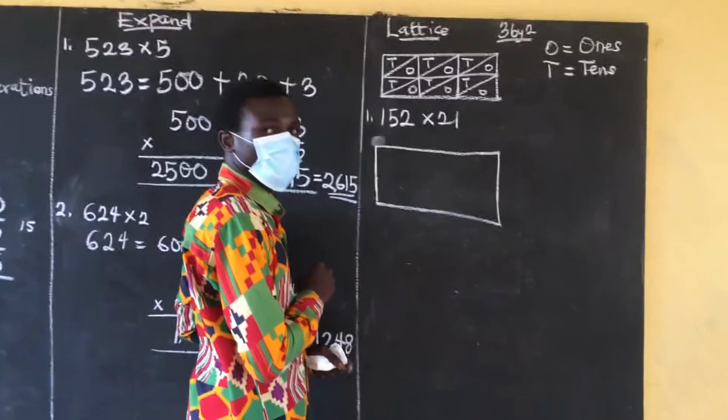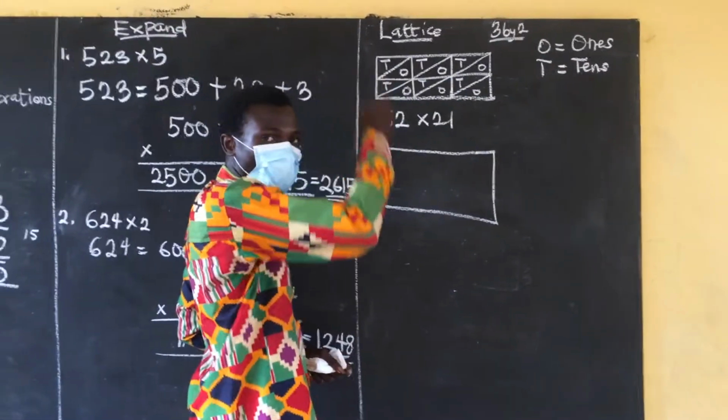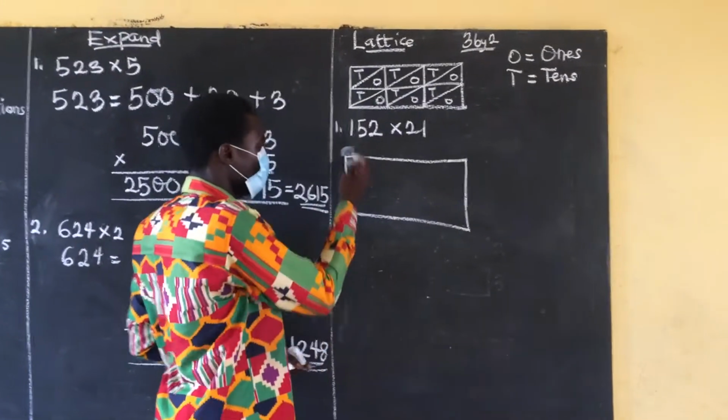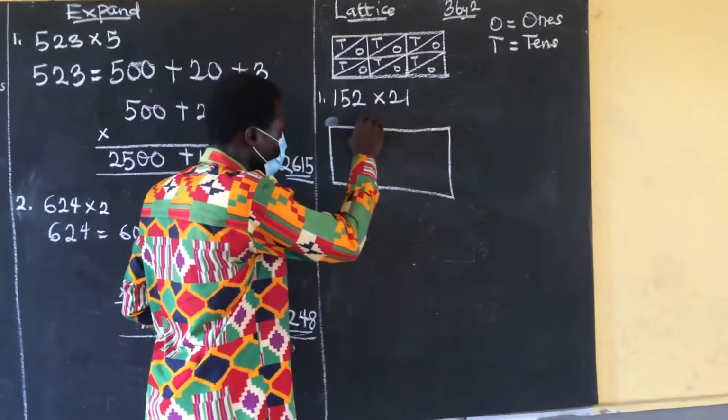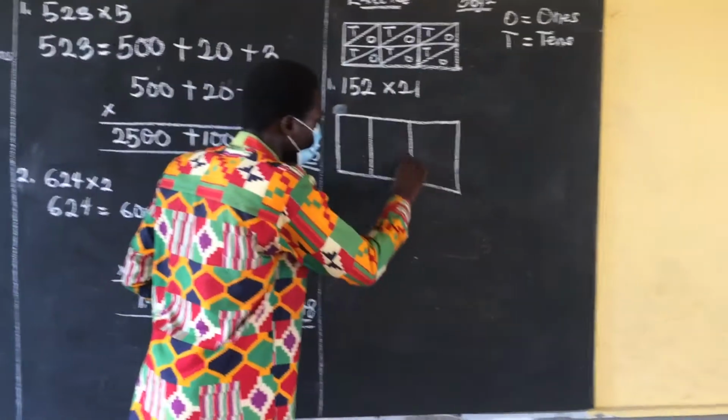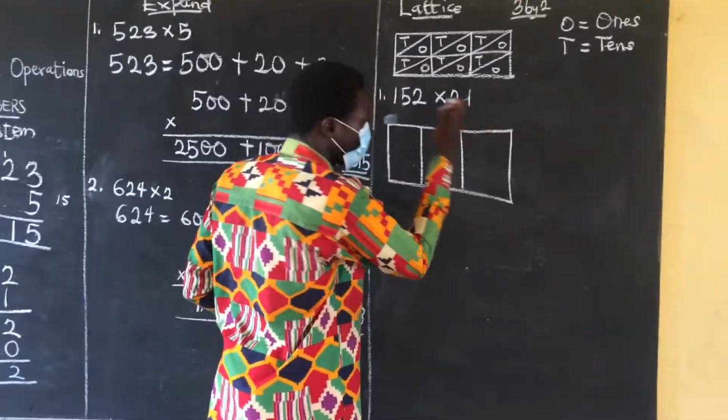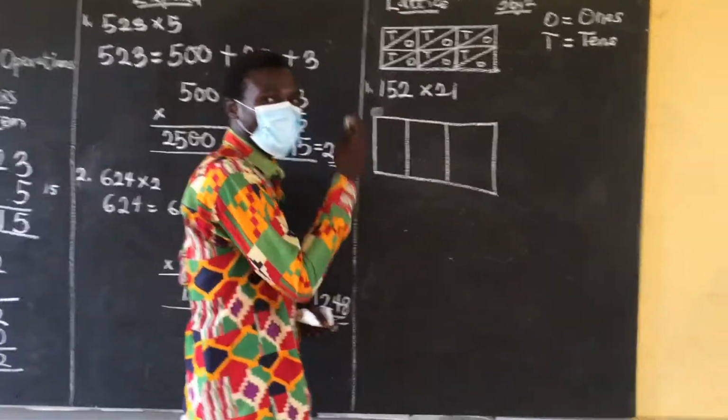After drawing the box, we'll divide the box horizontally 3 times. 1, 2, 3. You get 3 spaces. So I have 1, 2, 3. I'll record the 3 digits on top.